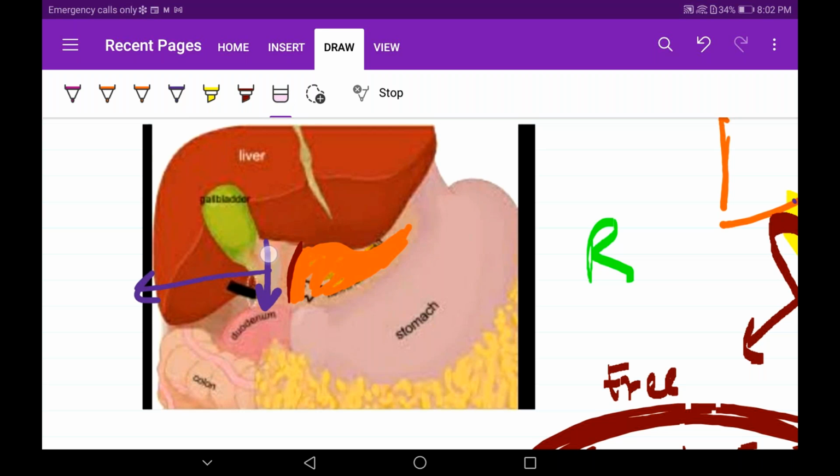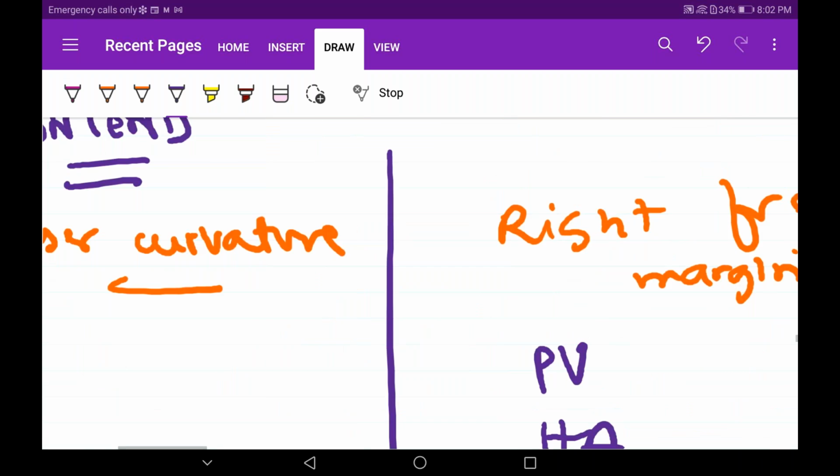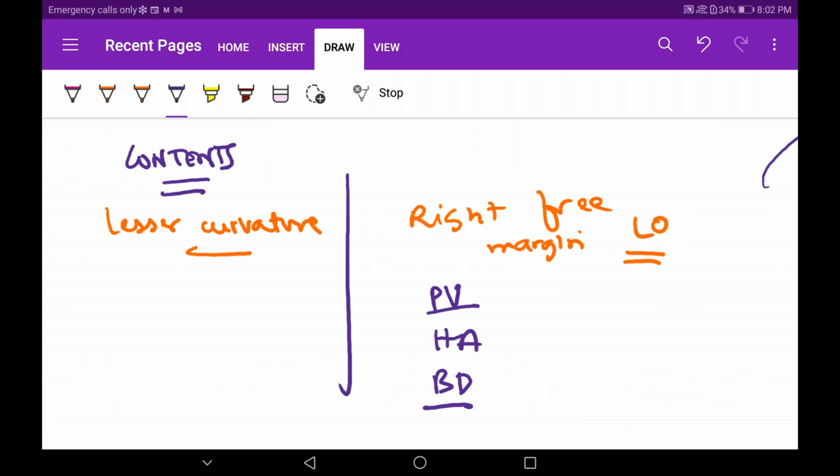Sorry, it will not go downwards. One second, let's just move that. Yeah, only the bile duct will go downwards. So now you can see, right? The hepatic artery is there, the portal vein will be there of porta hepatis, and the bile duct will go downwards over the duodenum. So that porta hepatis is present near the free margin. That's all you have to write in the contents. Right free margin, what you have to write? Portal vein, hepatic artery and bile duct.